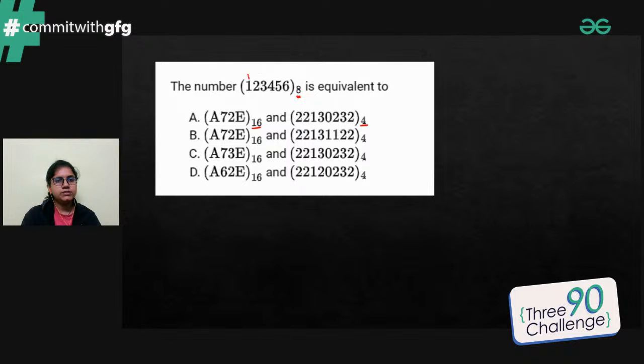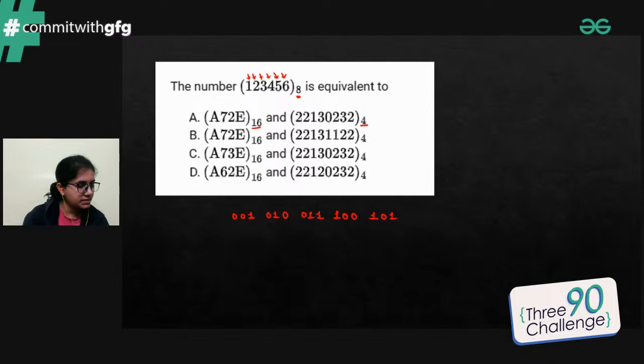First convert each of these numbers into binary form. So let's try to convert. 1 is represented as 001, 2 is represented as 010, 3 is represented as 011, 4 is represented as 100, 5 is represented as 101. What is the case here, Vijay? Then 6 is represented as 110.